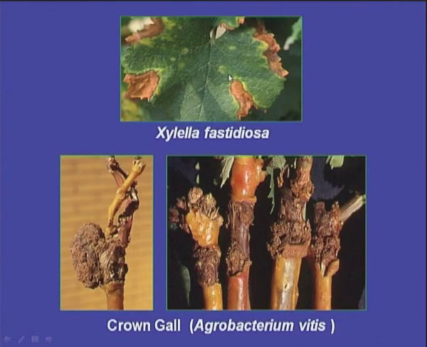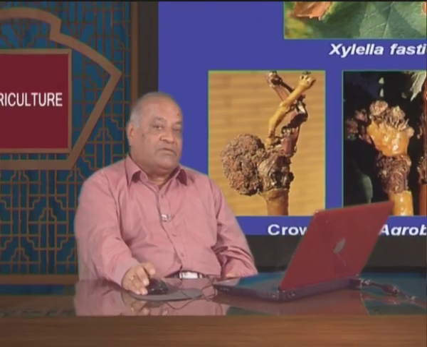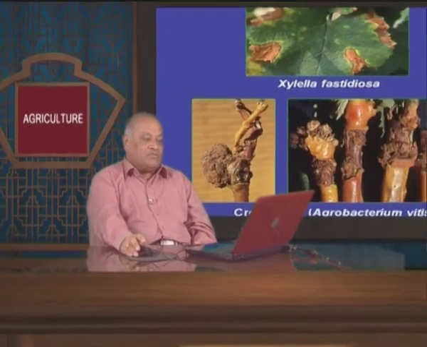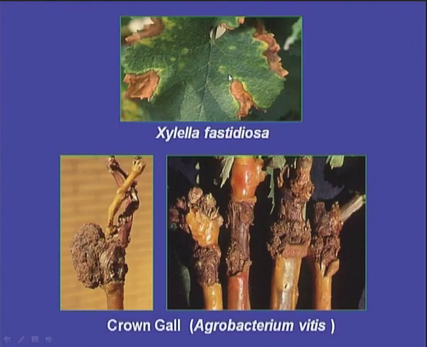I earlier told you about the crown gall. This is a typical crown gall caused by Agrobacterium tumefaciens, and this is the crown gall caused by Agrobacterium vitis in the grape plants. These crown galls are very akin to the cells we find in cancer in human beings, and a lot of research is being conducted in recent times on crown galls to study the nature of cancer in human beings.